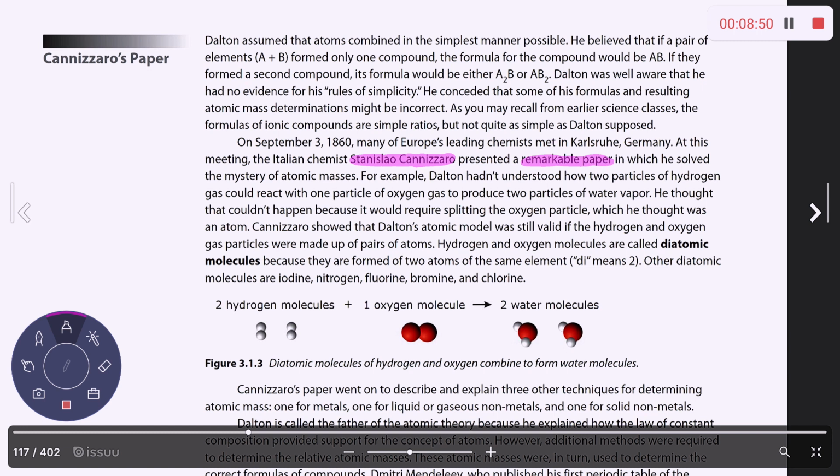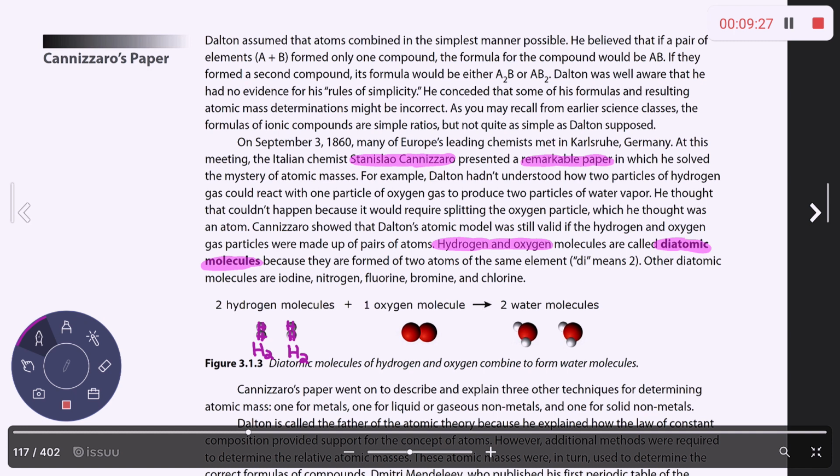John Dalton didn't really understand how hydrogen and oxygen could combine to make water, because it didn't make sense how water could have 2 hydrogens and an oxygen. So Cannizzaro showed that hydrogen and oxygen were actually something called diatomic molecules. That means when they're in pure form, they exist as 2 stuck together. Here we are showing you that this would be a hydrogen molecule as 2 stuck together, which would be H2.